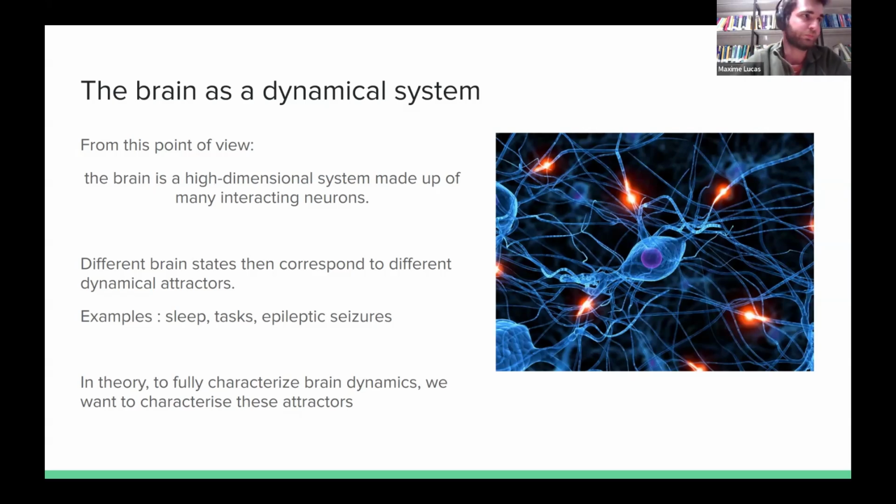For example, I'm sure you all know that when you're asleep, your brain works differently than when you're awake, or when you're running, or thinking, or doing different tasks. You could see these different brain states or tasks in dynamical systems vocabulary as different dynamical attractors to which the system, the brain, will be attracted under different circumstances and under different stimuli, either internal or external. In theory, if we want to characterize the dynamics, we would want to characterize the associated dynamical attractor. That's what we're going to try to do today.